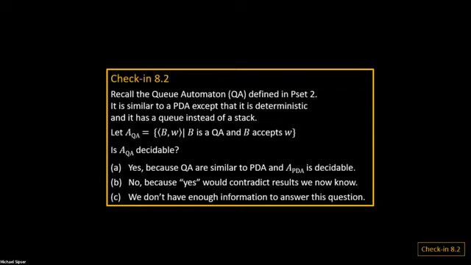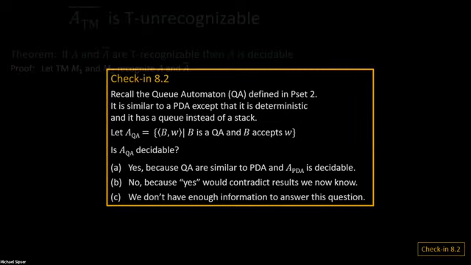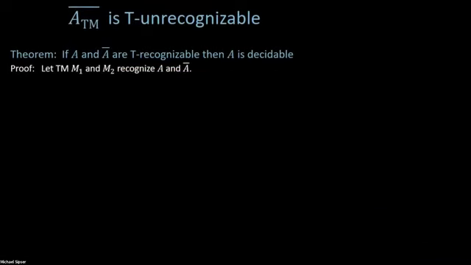What the homework has asked you to do is to show that you can simulate Turing machines with Q automata. So if you can answer the question about whether Q automata will accept their input, that would allow you to answer questions about whether Turing machines accept their input. And we just proved that's not possible. So it would be a contradiction if we could decide A_QA. Now we have an example of an undecidable language.